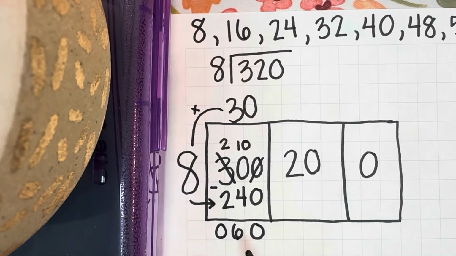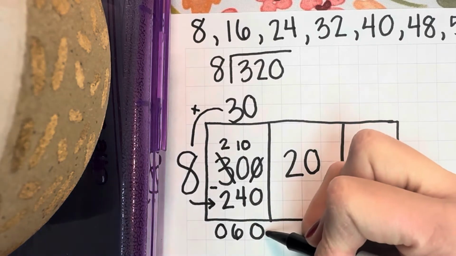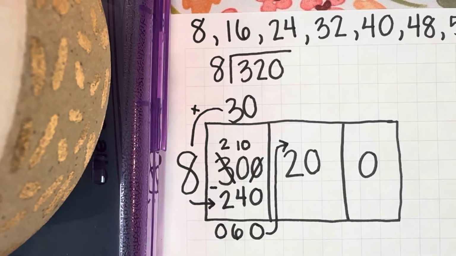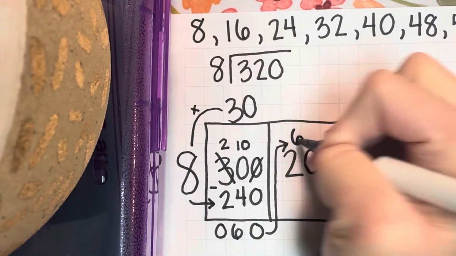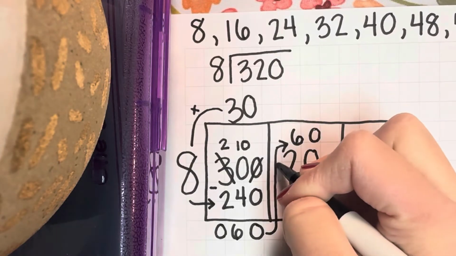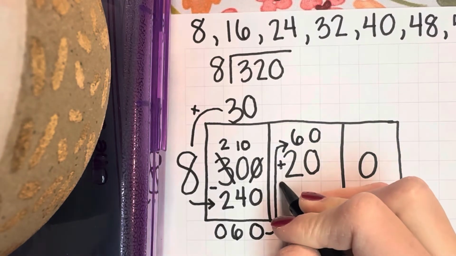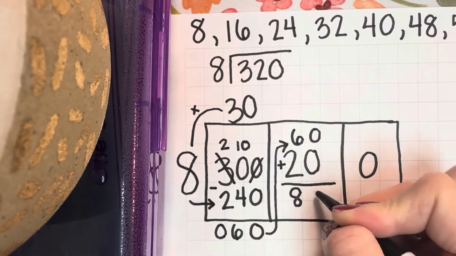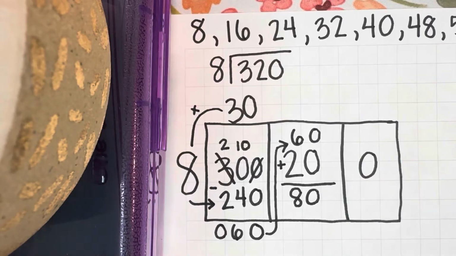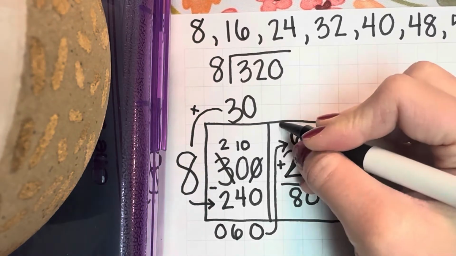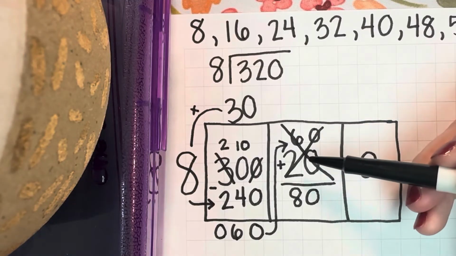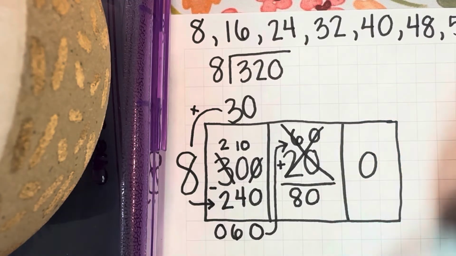And he really needs a home. He doesn't like to live outside of the box. So he's gonna go next door and join the 20. So 60 wants to join 20, and they're gonna add them together, which is gonna give us 80. So 80 is our new number. We don't need these numbers anymore because they now live together and they are one number as 80.